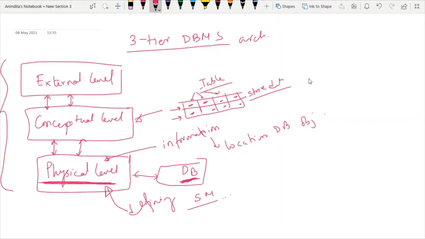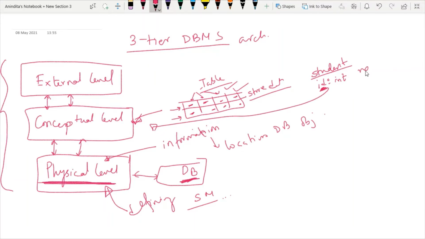For example, say I have created one student table. To create this student table, what should we keep? We should keep student ID. And in the conceptual level, what will we store? We have to store the type of the data we are storing. If we want to store the student ID in a particular table, then the data type should be integer. So this information will be kept in the conceptual level.